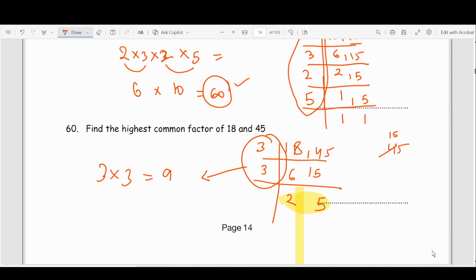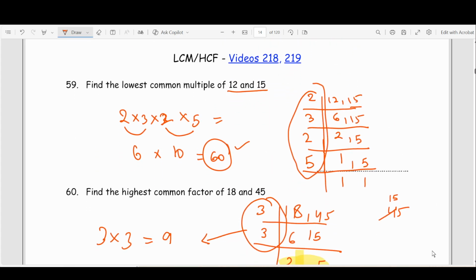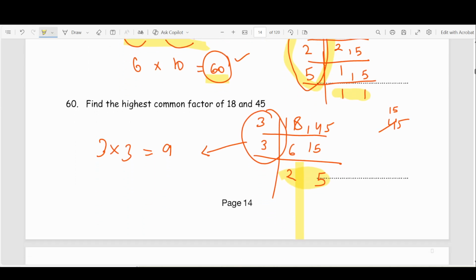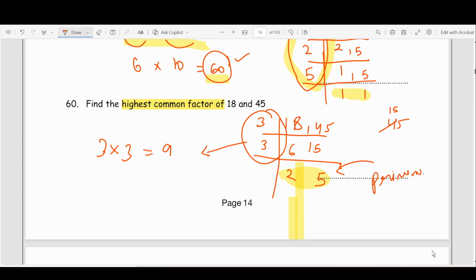Is that clear? Very good. So the only difference between the way we are finding LCM and HCF is that in LCM we need to solve it until we get 1 and 1, right? And then multiply all these numbers like we did here. But in HCF, highest common factor, we don't need to get 1 and 1 here. These numbers should be prime numbers. And here we can stop and just multiply these numbers like this.